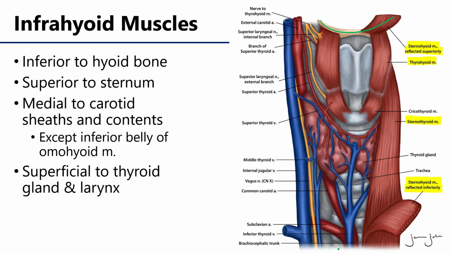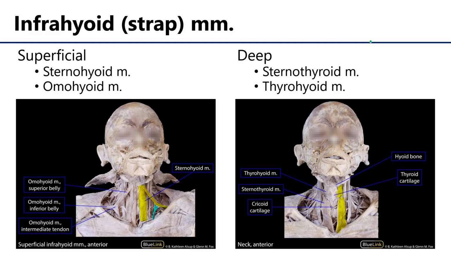So these are found superior to the sternum, medial to the carotid sheaths, and that's something that we're going to cover shortly. I'm outlining one of the carotid sheaths there. And superficial to the thyroid gland and the larynx. The thyroid gland you can see here, and the larynx we can see there. So they're going to be superficial or anterior to those structures. Let's take a look at these on a cadaveric photograph.